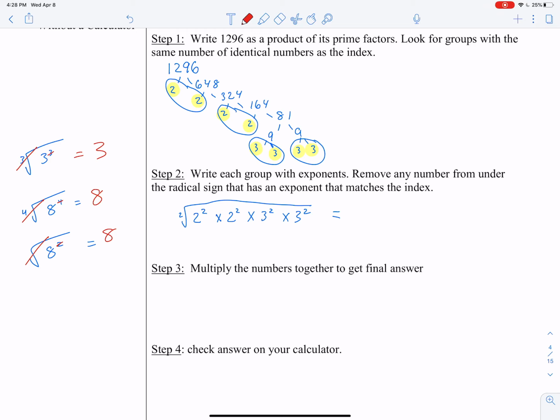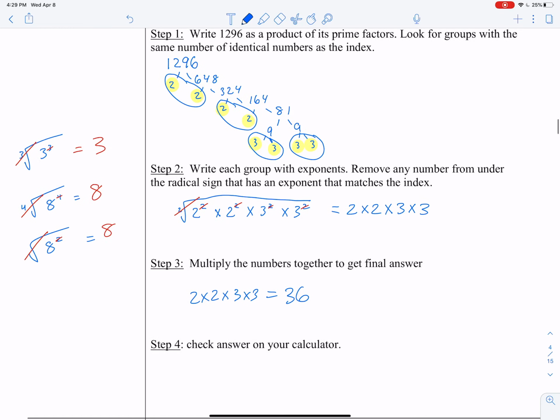Okay, so here in this question, this is going to cancel and this and this and this and this. Those all match the index. So I'm going to be left with 2 times 2 times 3 times 3. Okay? So now I'm going to multiply those numbers together. I'm just going to rewrite them. Multiply together, and I get 36.